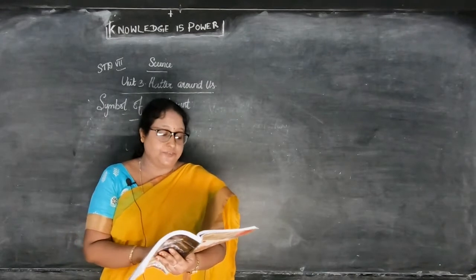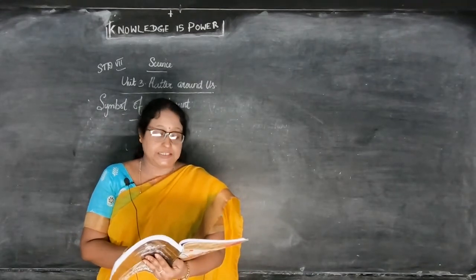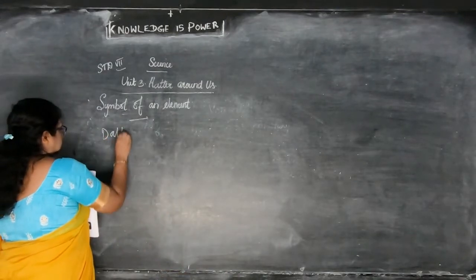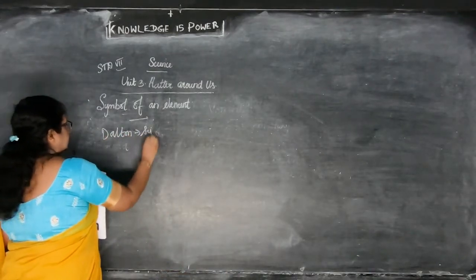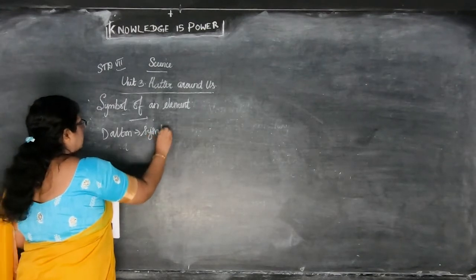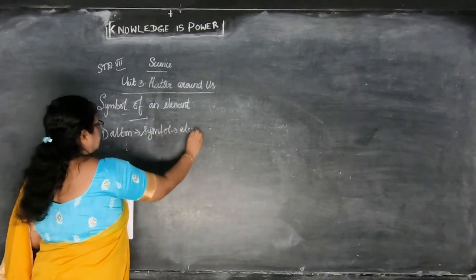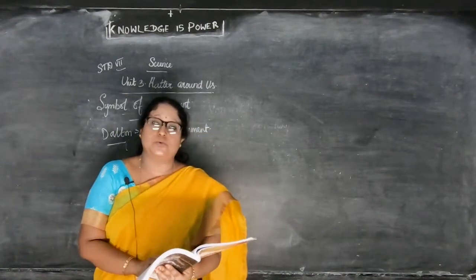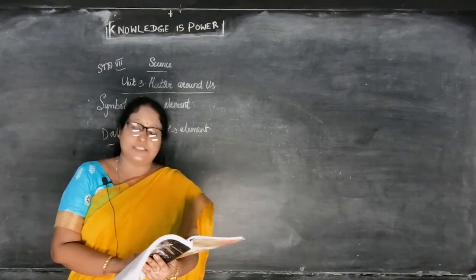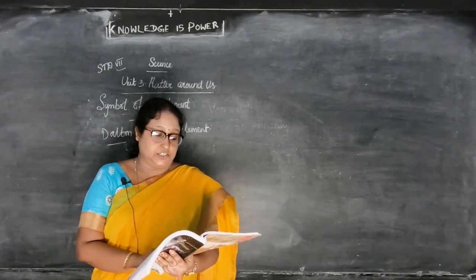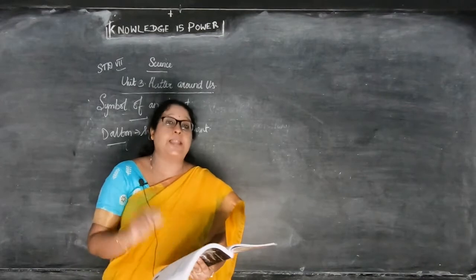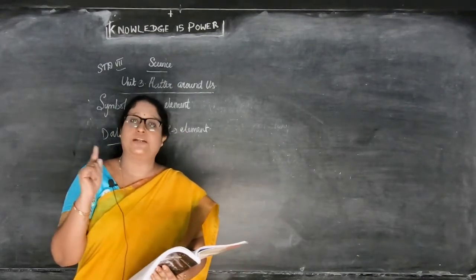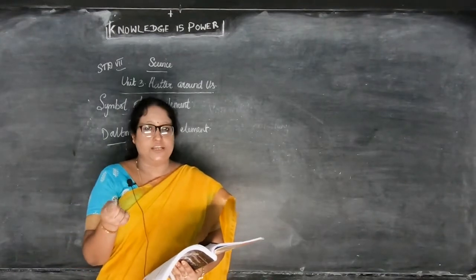Now, Dalton was the first scientist to use the symbols for elements in a very specific sense. So who was the first scientist? Dalton. Dalton was the first scientist to use the symbols for the elements. And Berzelius suggested that the symbols of elements can be written in one or two letters of the name of the element.